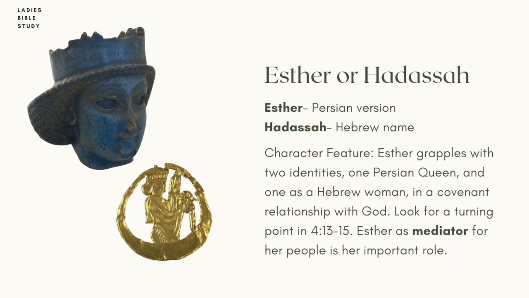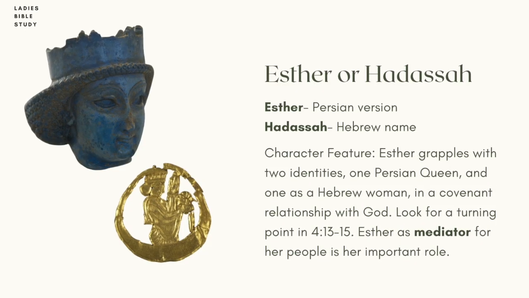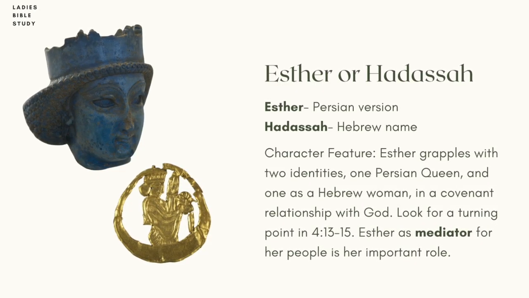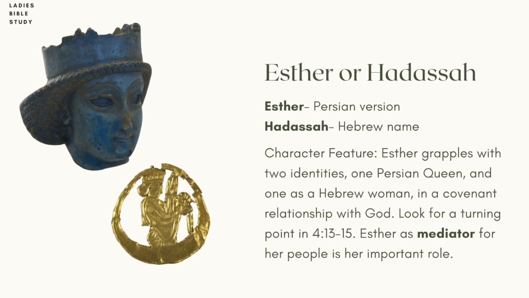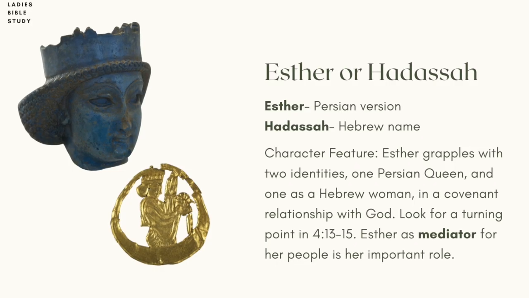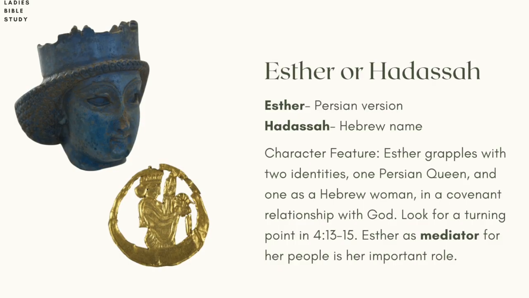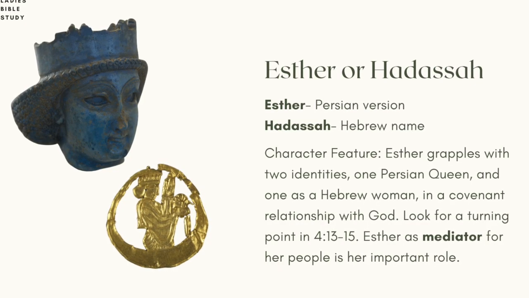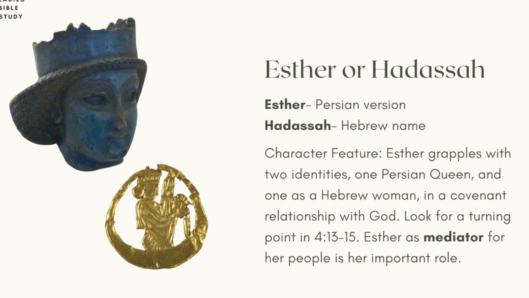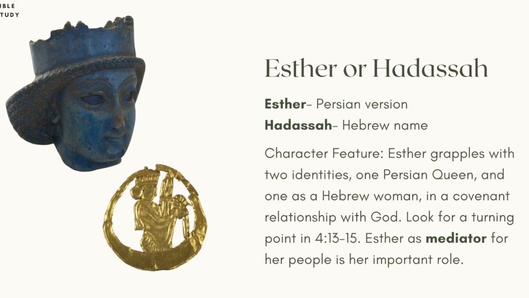So Esther has two names as well. Esther is the Persian version of her name. And Hadassah, we're told, is her Hebrew name. Now, this is an important character feature for Esther as we go through the whole book. We're going to see Esther grappling with these two identities. Is she a Persian queen? Or is she a Hebrew woman in covenant relationship with God? We're going to see her struggle with that, especially in chapter 4.